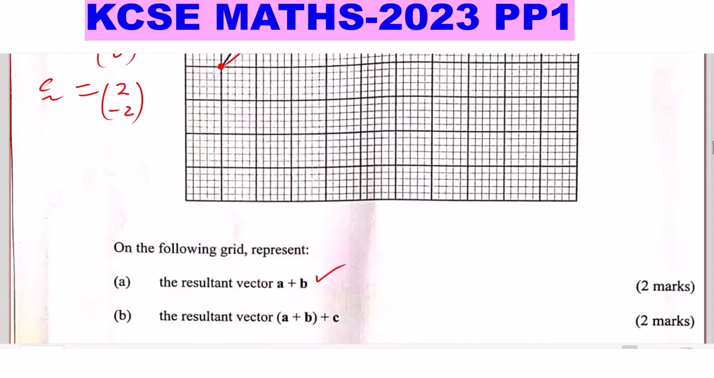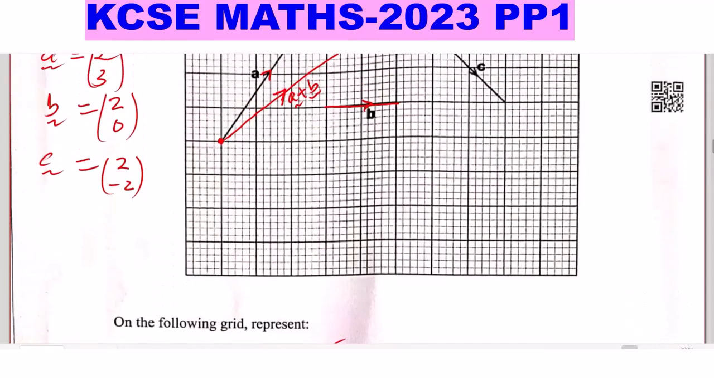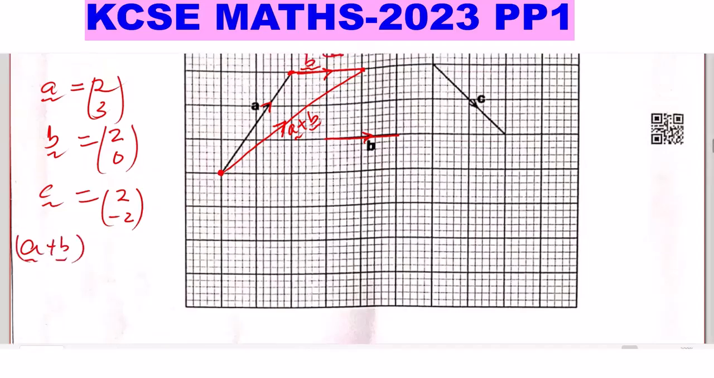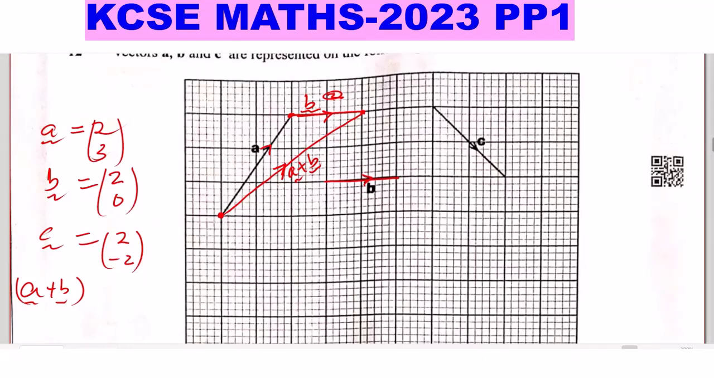The second part is the resultant vector A plus B plus C. So we need to get A plus B first. Look at the displacement of A plus B on the x-axis to the right: 1, 2, 3, 4. Those are 4 squares to the right. Then upwards on the y-axis, these are 1, 2, 3 squares. So A plus B is given by the column vector (4, 3).